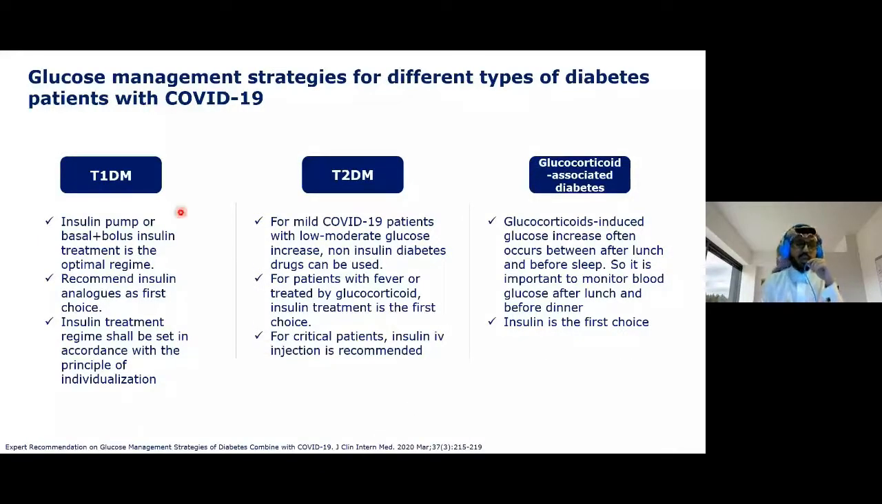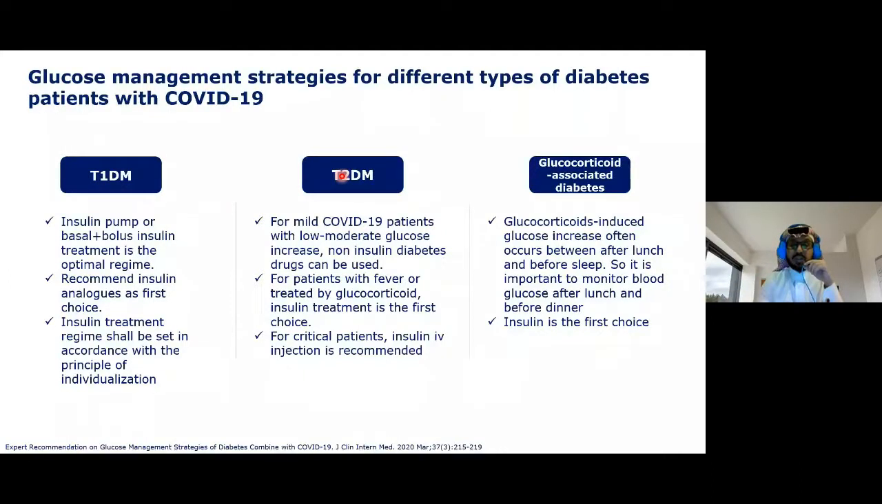In type 1, usually the patient is either on an insulin pump or on a basal-bolus regimen. So this is the optimal regimen. We recommend insulin analogs as a first choice. Insulin therapy regimen shall be set in accordance with the principle of individualization, as you know, everybody has their own choices.